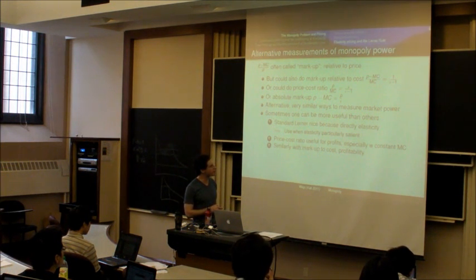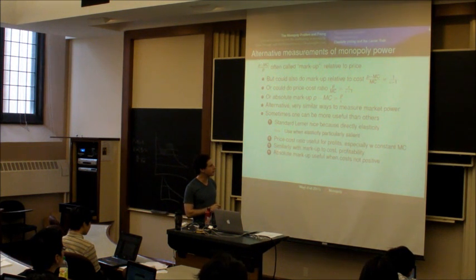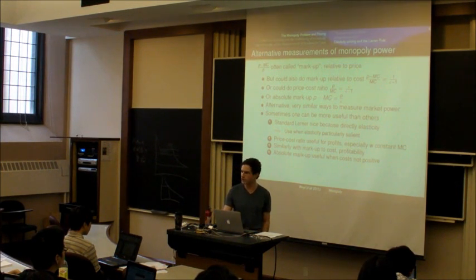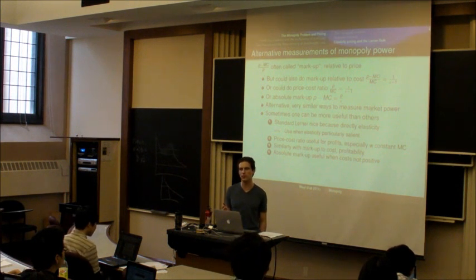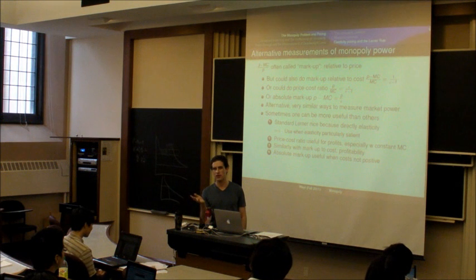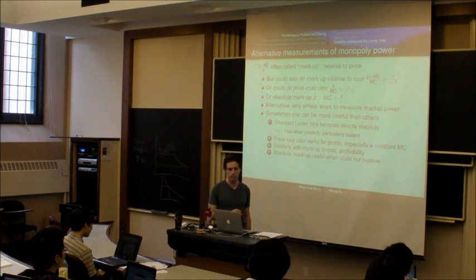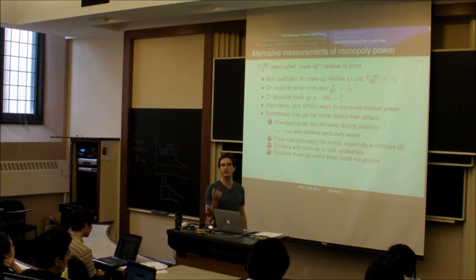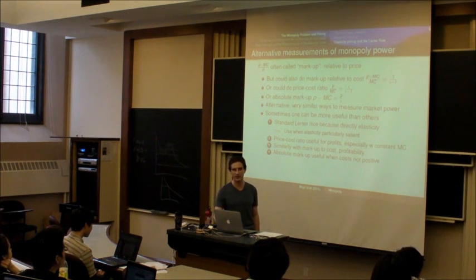Just the straight markup can be useful for the same reason. The absolute markup is particularly useful when costs and therefore prices may not be positive. A good example of that would be advertising markets. Many newspapers and many websites are given away for free, or the price is 0. So in that case, the ratio of P minus MC to P is going to be infinite. It's not even going to be well defined, right?